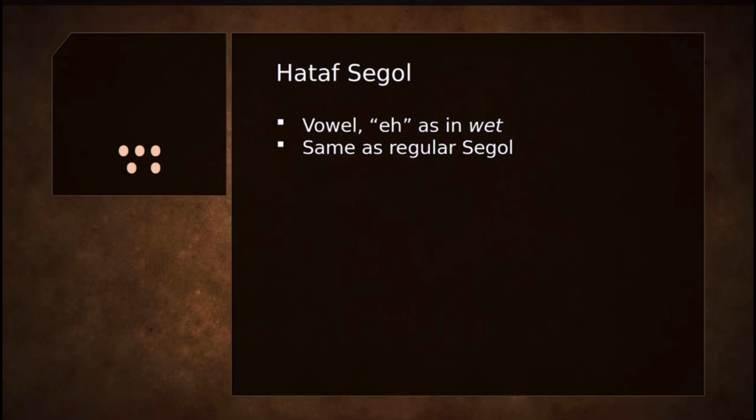Next, we're going to learn a set of 3 vowels called the chataf vowels. This is the first one. It is called chataf segol. Chataf segol is written underneath a letter, and you can see that it looks like a regular segol, but with a shva right next to it. The reason it looks like that is because that's exactly what it is. It makes the exact same sound as a regular segol, which is the sound as in the word wet. Again, I'm not going to explain why this vowel exists right now. Just remember that segol and chataf segol make the exact same sound.